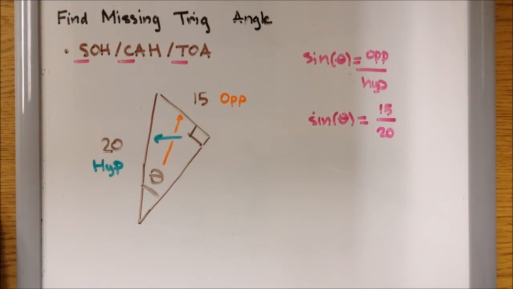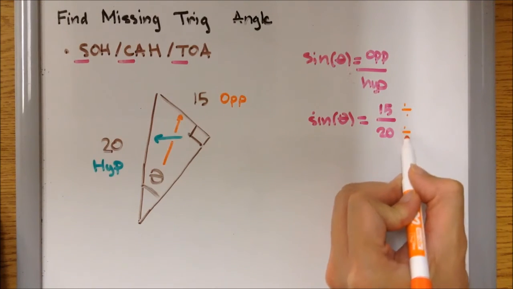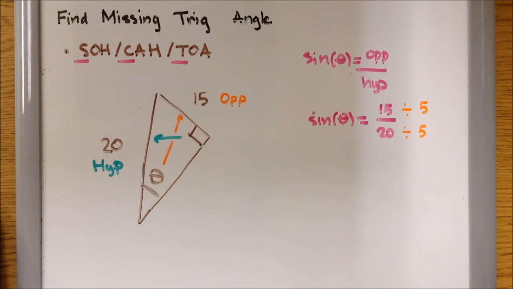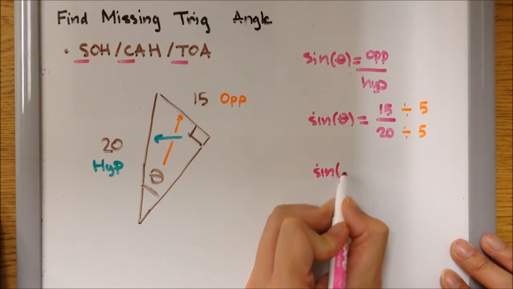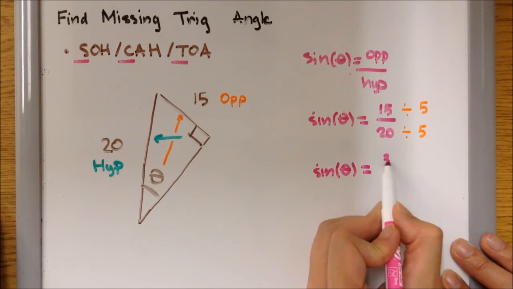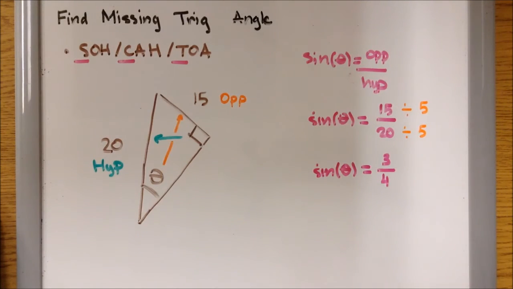Now looking at that fraction, 15 over 20, I can't divide into a whole number, but I can simplify because there is a common factor. Between 15 and 20, I can divide the top and bottom by 5. So when I simplify the fraction, it will be sine theta equal to 15 divided by 5 will be 3, 20 divided by 5, which will be 4. Now we are almost done.